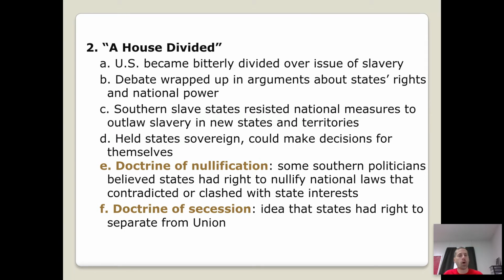Now, we know Article 6 of the Constitution has the supremacy clause that says anytime the national government and state governments conflict, the national government wins. And so this theory of nullification was pushed as an excuse. And then building up closer to the Civil War is the idea of secession, that states believed they had the right to leave the Union.